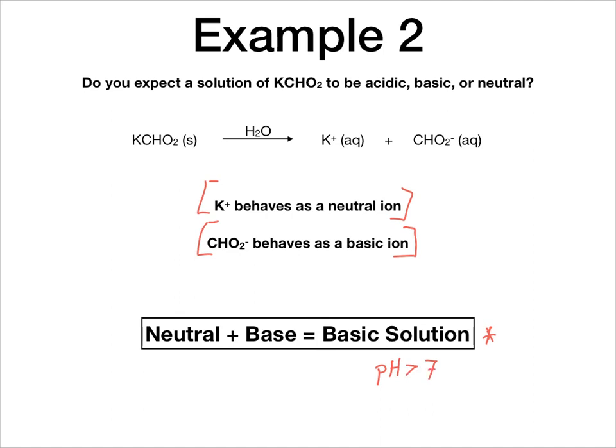Okay, so in our next installment, I'm going to talk about what happens if our cation is a weak acid and our anion is a weak base. And I'm going to walk through some more examples on how to predict the pH of these solutions.